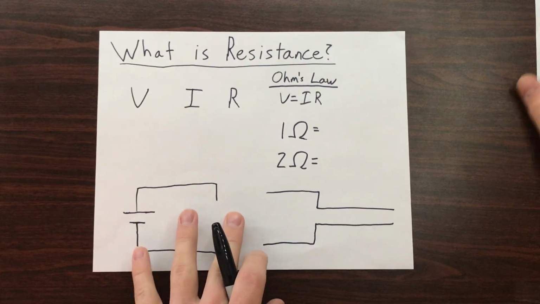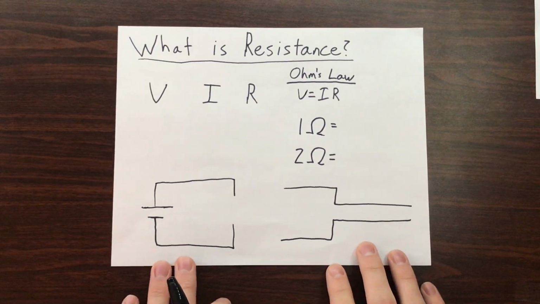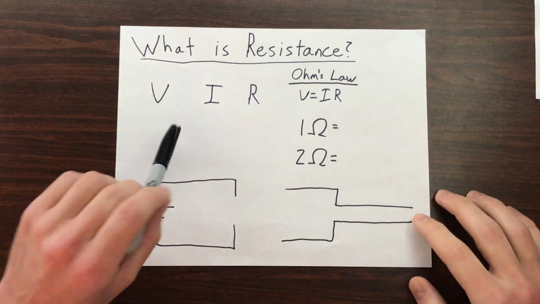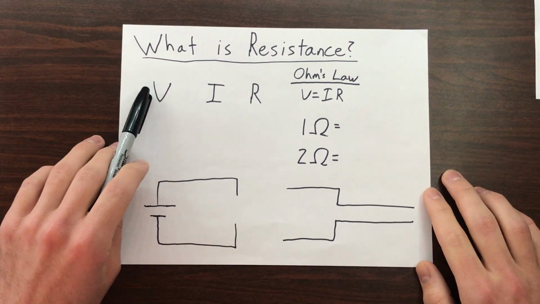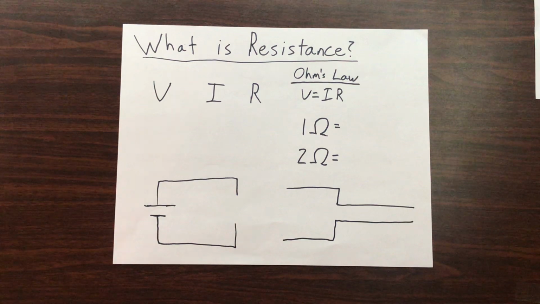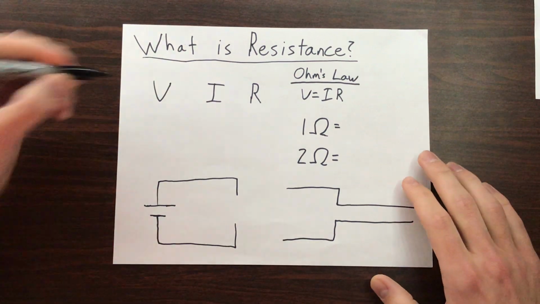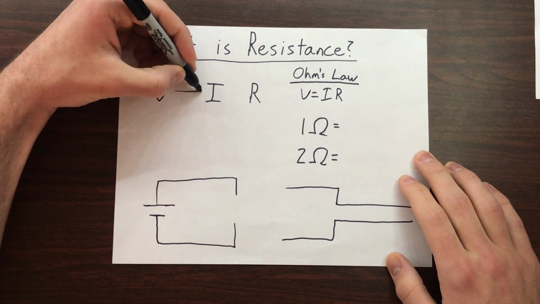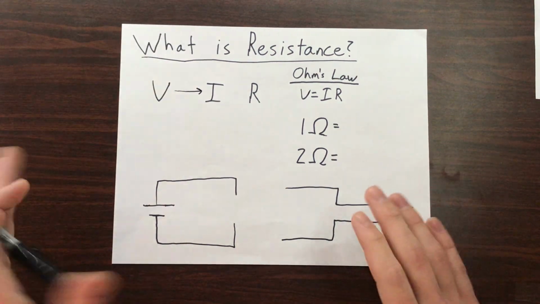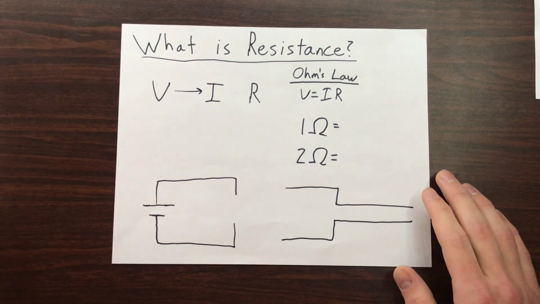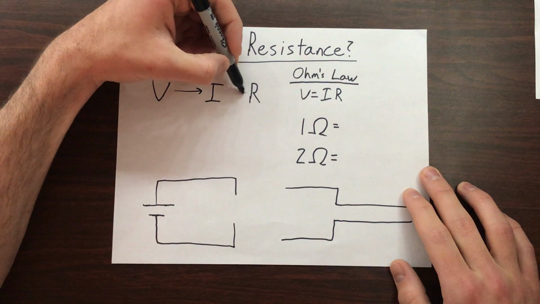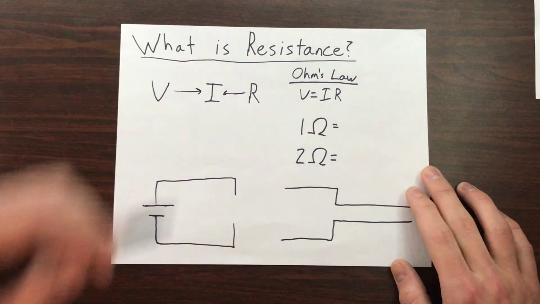Okay, to start off, we're just going to talk about what resistance is, a little bit of a review. So, say we have a current I. Think of voltage as the thing that pushes current, and you can think of resistance as the thing that pushes against the current.